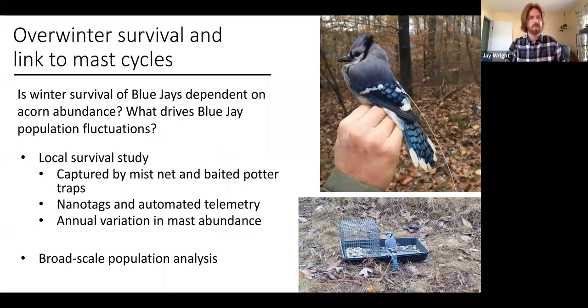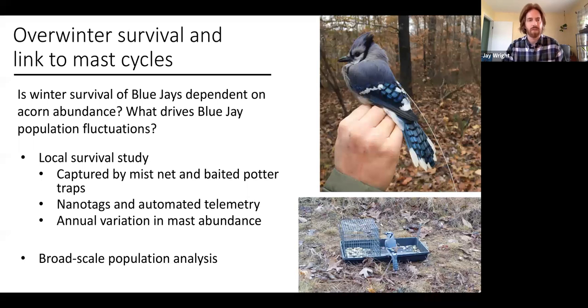Okay, and the last sort of big part of my research is looking at blue jay overwinter survival and their populations, and if there's any link to those mast cycles that I talked about earlier. So the questions here: first, is the winter survival of blue jays dependent on the fall acorn abundance? And then in a bigger picture, what drives blue jay population fluctuations?